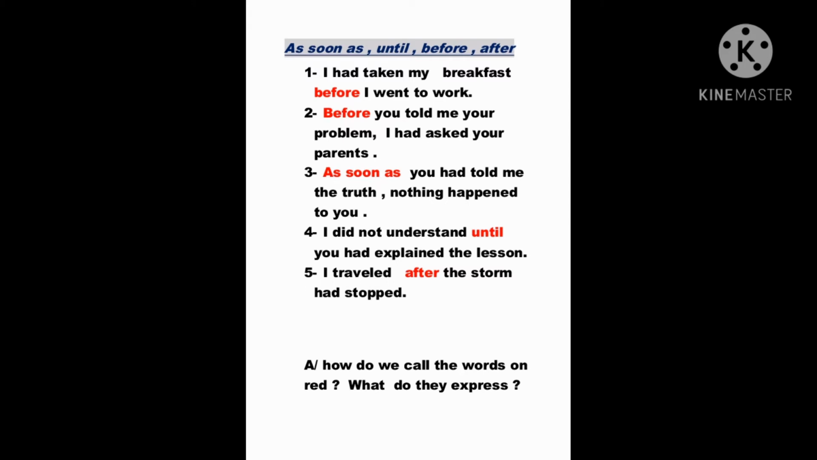So we have 5 examples. Now we move to questions about the examples. First question. How do we call the words in red color? What do they express? So we have before, as soon as, until, after, in these sentences that have two actions. First action is with the conjunction and the second action is with the second sentence or part.